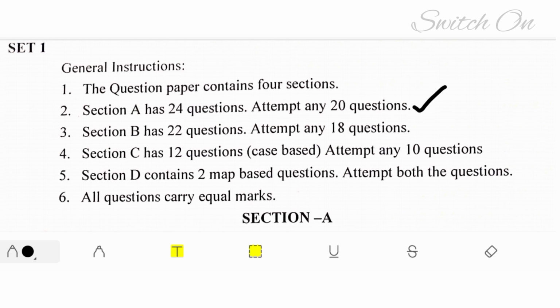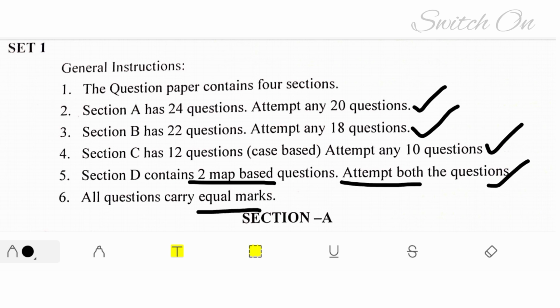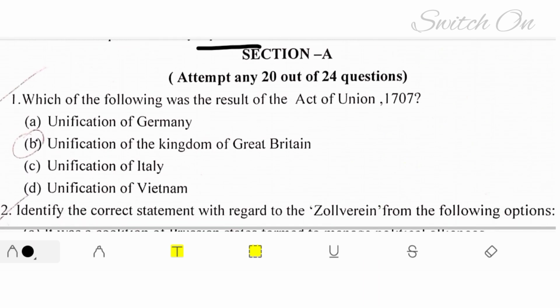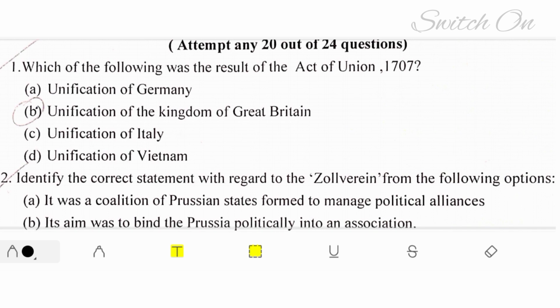So this question paper contains 4 sections. Section A has 24 questions and attempt any 20. Section B, 22 questions, attempt any 18. Section C has 12 questions, attempt any 10. And section D has 2 map-based questions, we have to attempt both. And all questions carry equal marks. Now let's move on to section A.